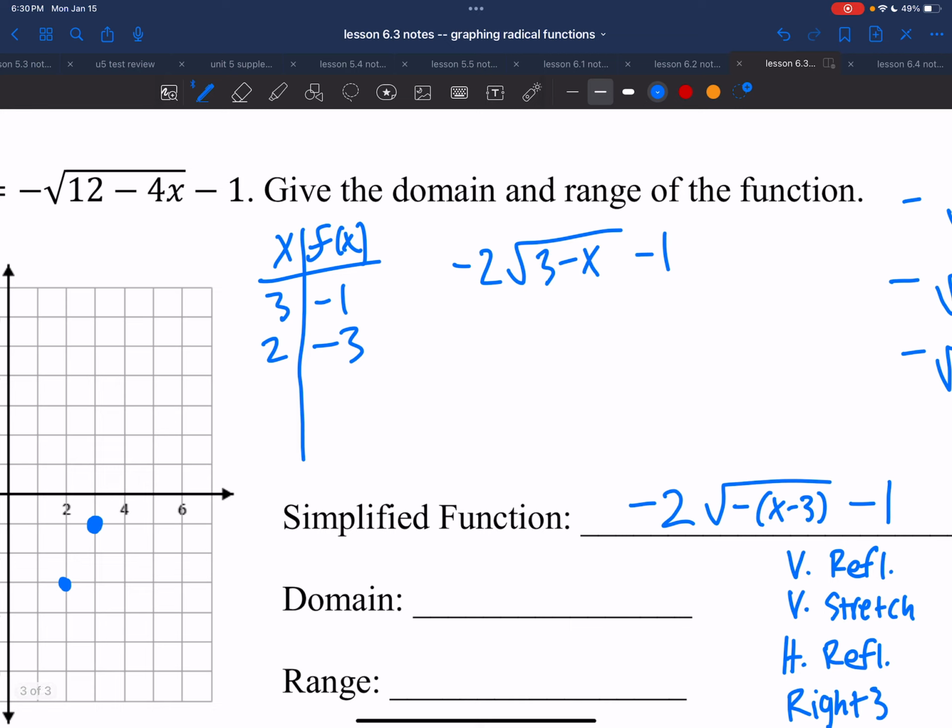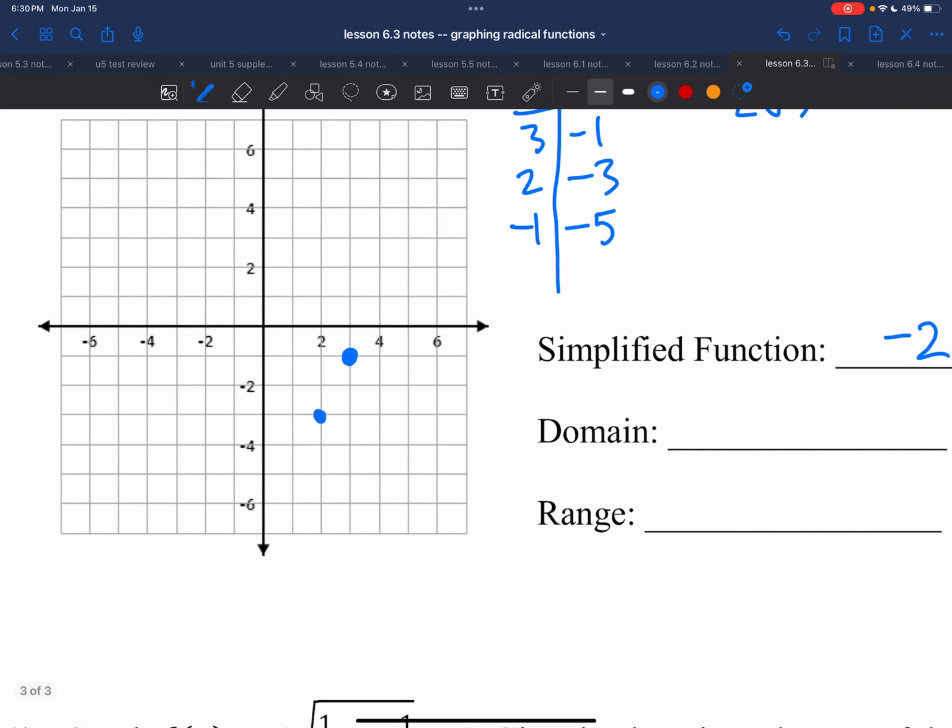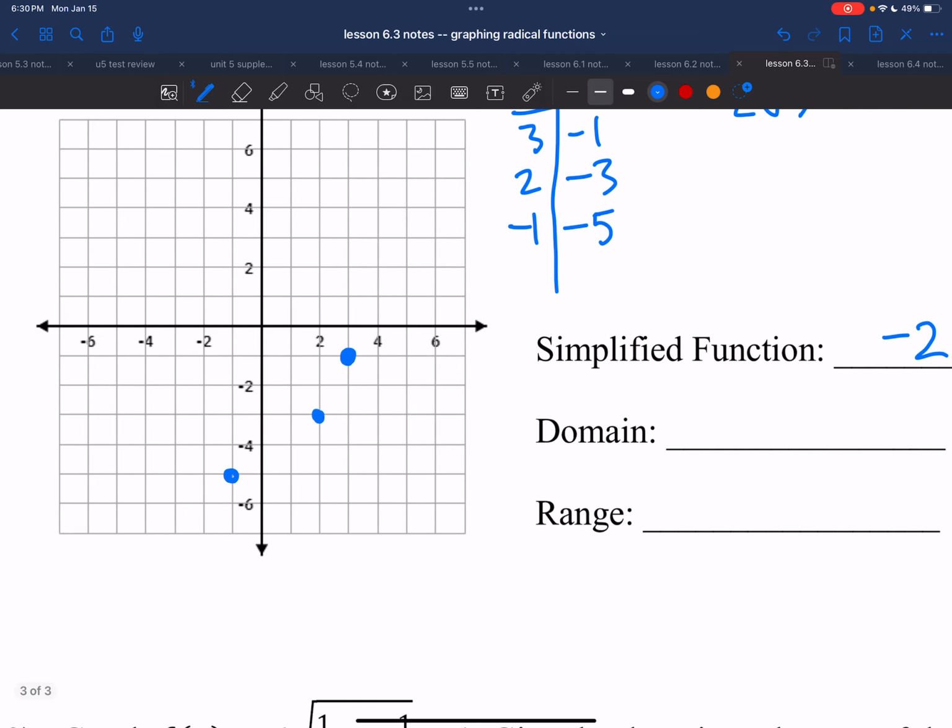To make this positive, though, if I subtract positive numbers, the 3 eventually becomes negative, and that's not going to be good. So let's plug in negative 1. 3 minus negative 1 is positive 4. Square root of 4 is 2. 2 times negative 2 is negative 4. Minus 1 is negative 5. So negative 1, comma, negative 5 right there.